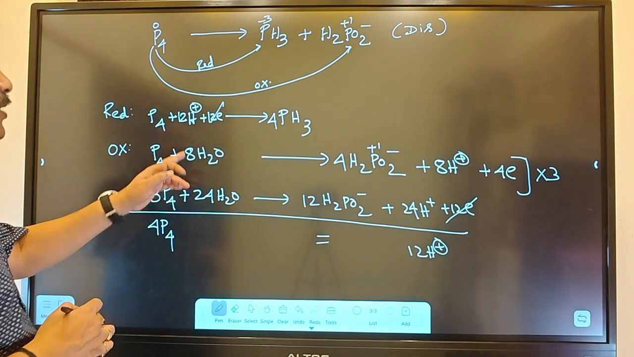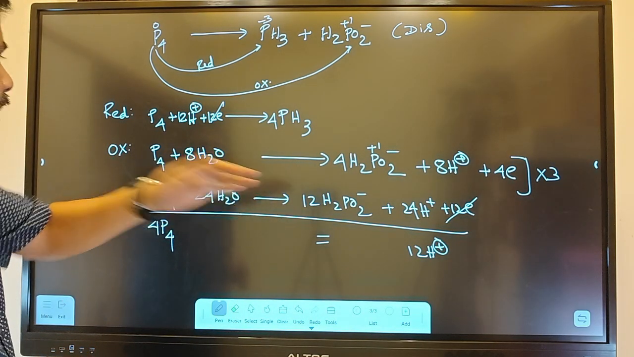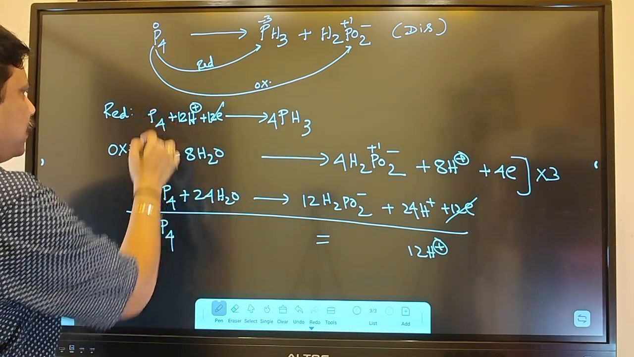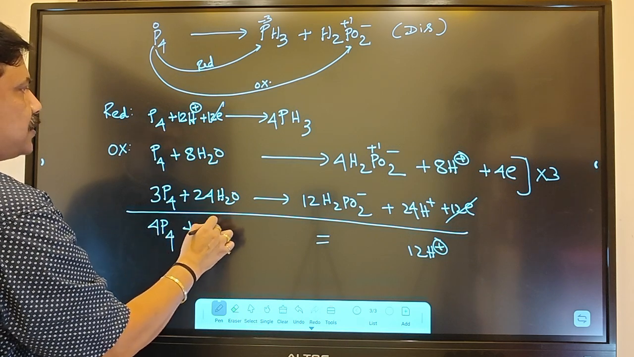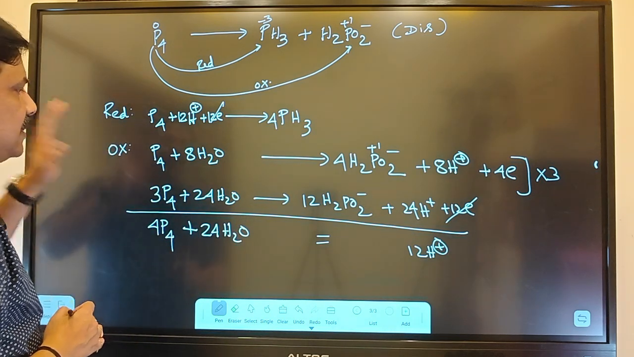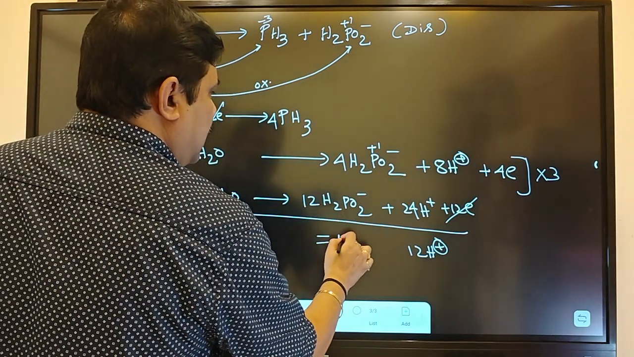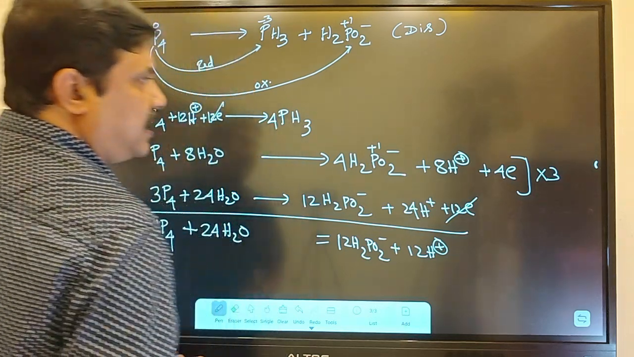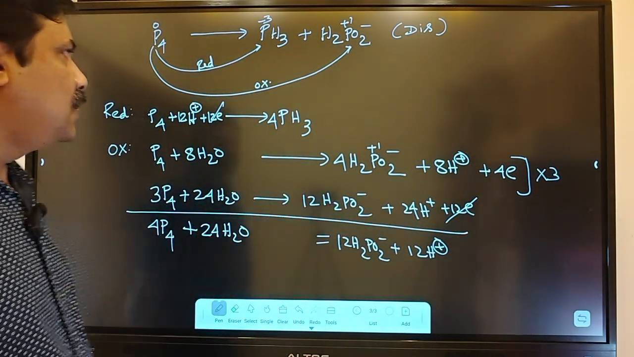Now come to the H2O. Here you have 24H2O, whereas product side, is anything there? No, product side is not there. So that's why 4P4, here P4 and 3P4 is 4P4 plus 24H2O. Now if you look at everything, this side is completed. Come to the product side. What is there on the product side? 12H2PO2 minus plus 12H plus, already I wrote down over here. And is any other thing there? No other thing is there.